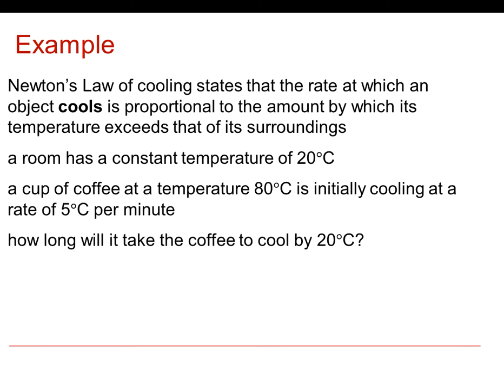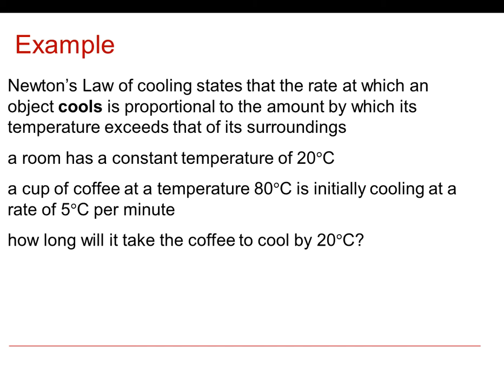We will revisit the example in the previous video where Newton's law of cooling states that the rate at which an object cools is proportional to the amount by which its temperature exceeds that of its surroundings. If a room has a constant temperature of 20 degrees C and a cup of coffee at a temperature 80 degrees C is initially cooling at a rate of 5 degrees C per minute, we want to know how long it will take the coffee to cool by 20 degrees C.